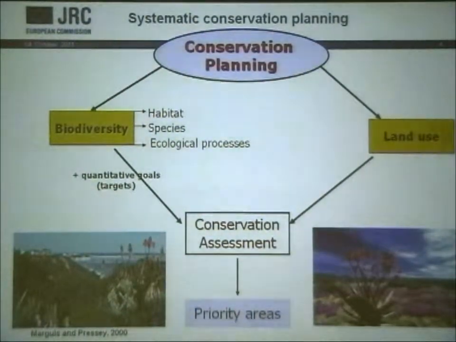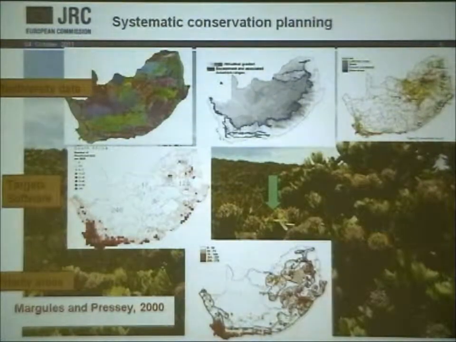Then you identify your priorities. And this approach, priorities for conservation in South Africa, the map here, the ecological process here, and our land use map. How important each part of the targets that you set.